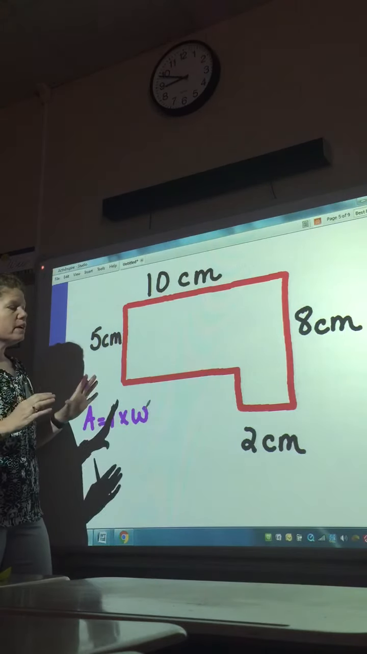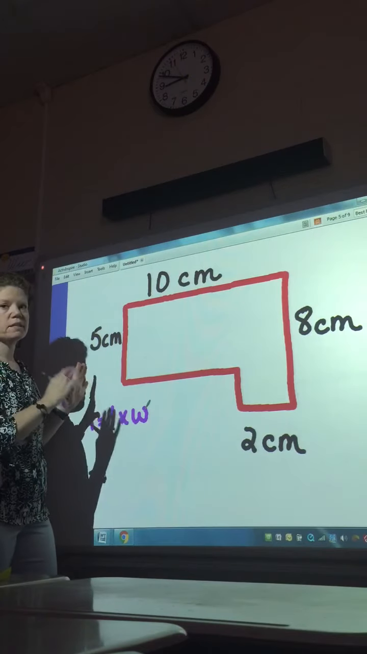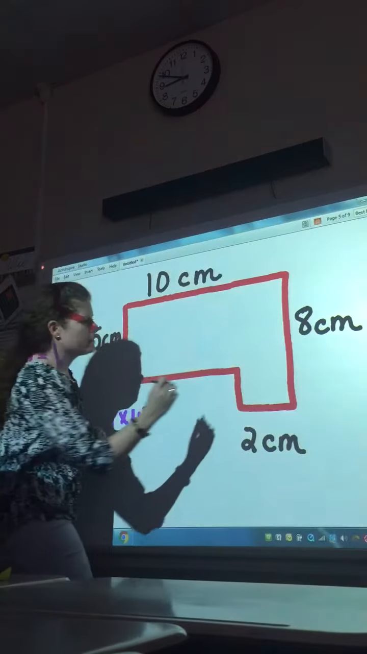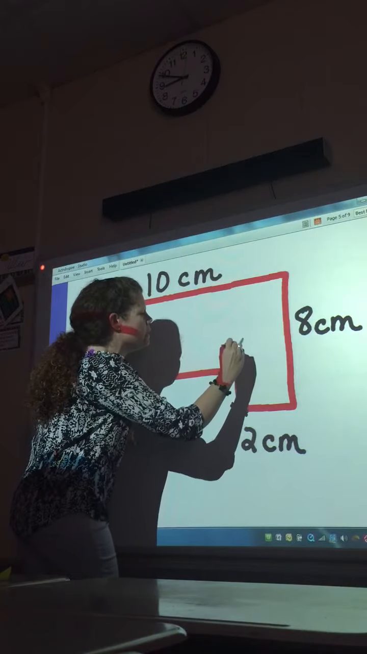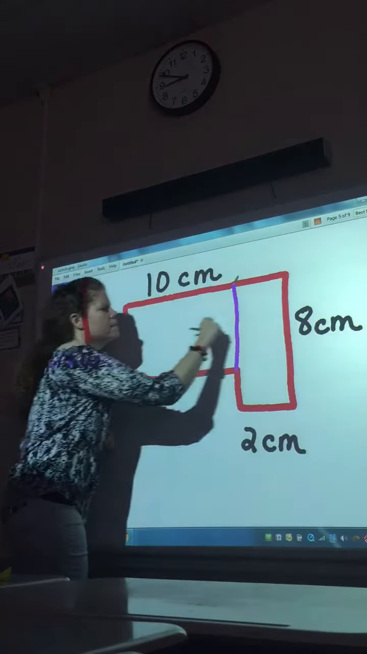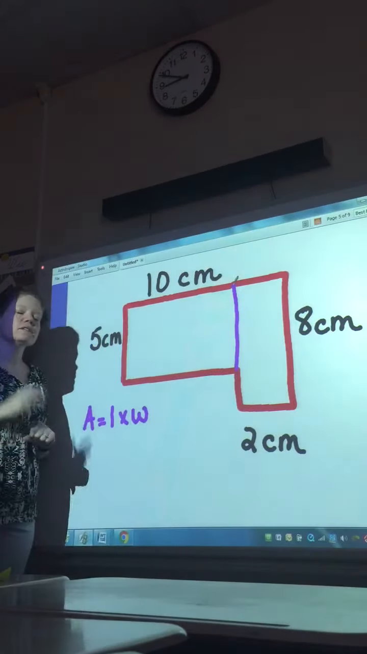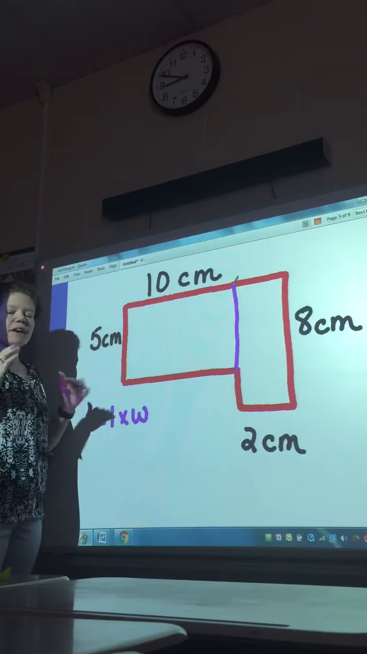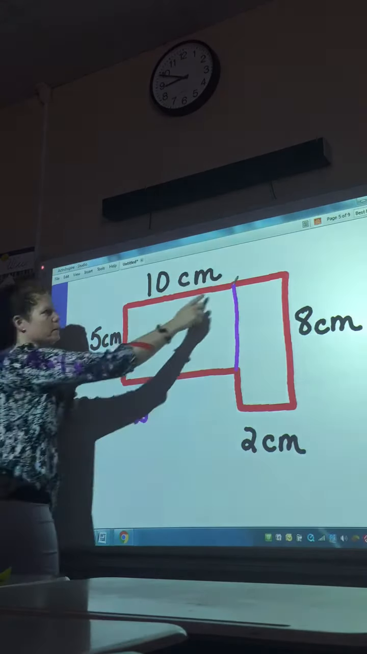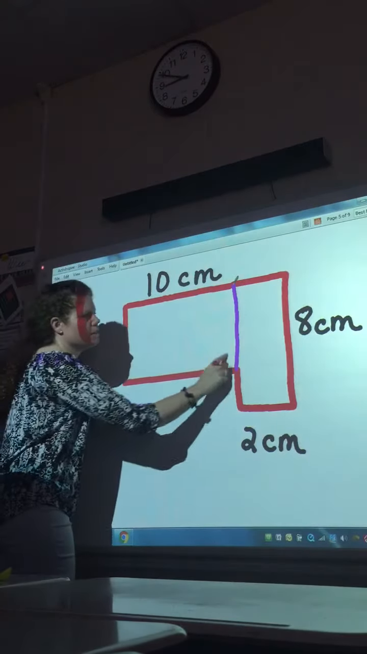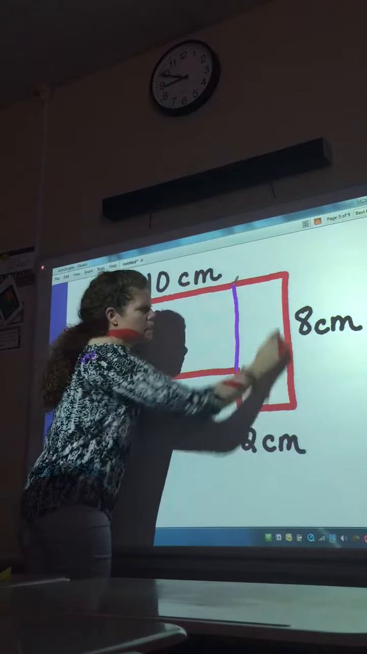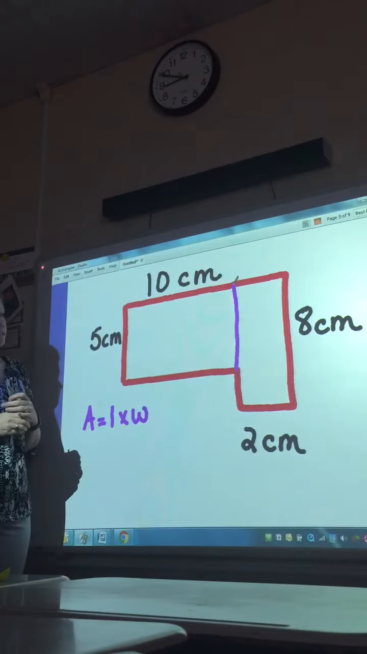All you're going to do is cut this particular figure into two shapes that you can easily find the area of. For example, if I make a line right here, instead of thinking of this as an entire figure, we can think of it as two separate figures, find the area of each of those figures, and then add those areas together. So if you look, this is a rectangle. We can easily find the area of that, doing length times width. And this is also a rectangle. Very easy to find the area, that's length times width.